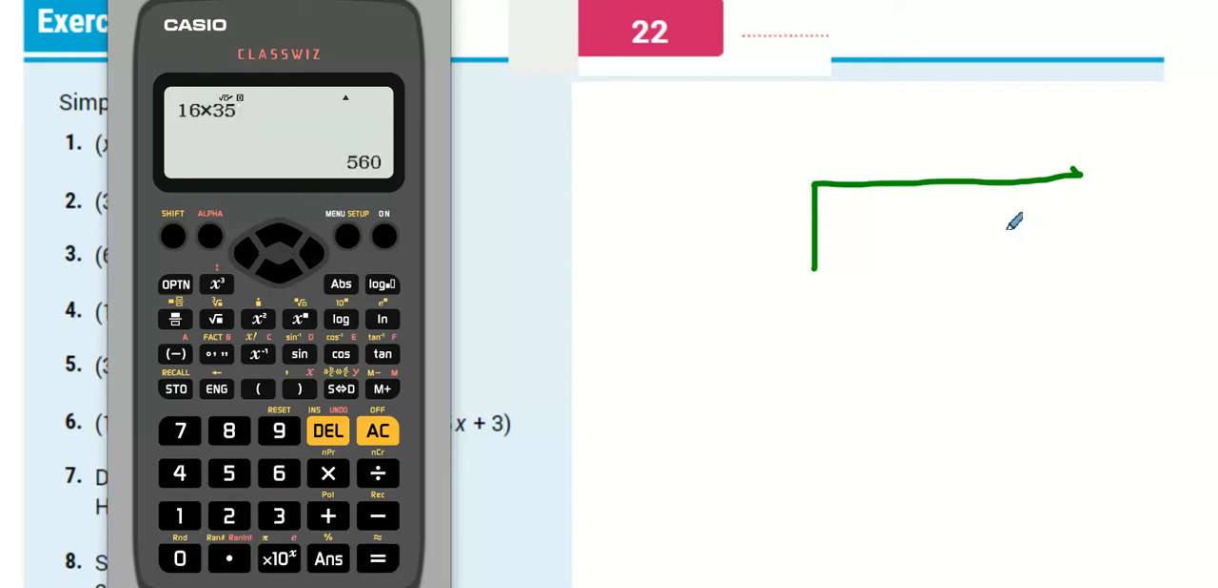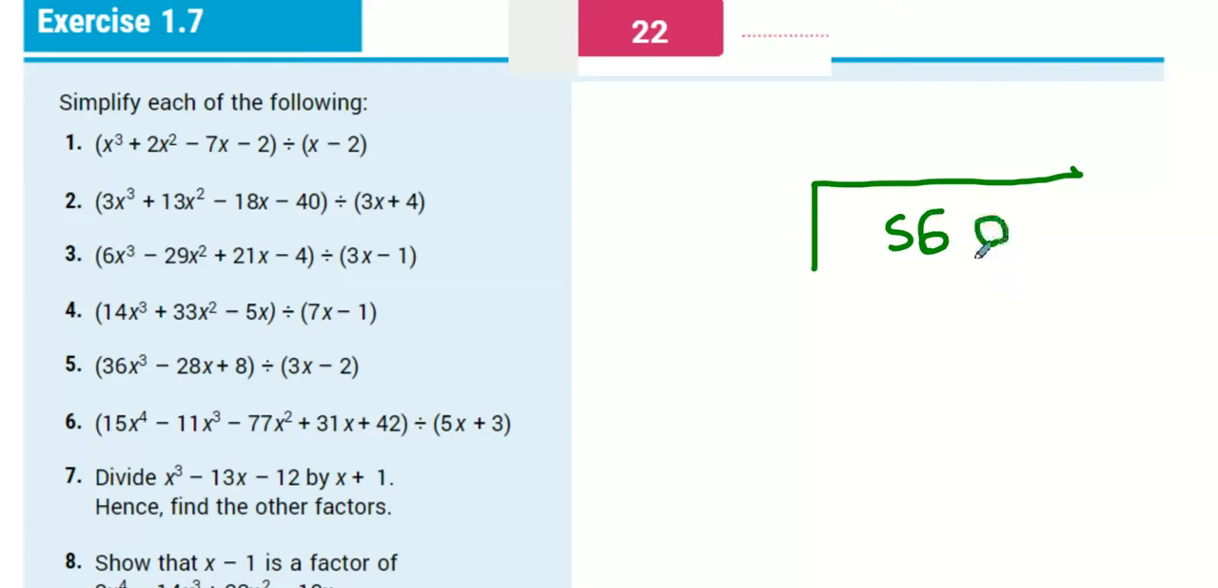560 divided by 16. Here's what you do: 16 into 56, you divide first. It goes in 3 times. The next step you use is multiply. 3 times 16 is 48.